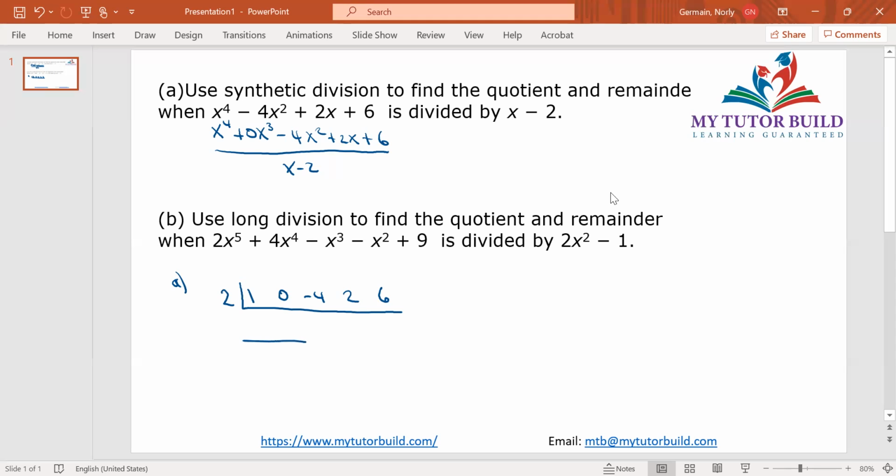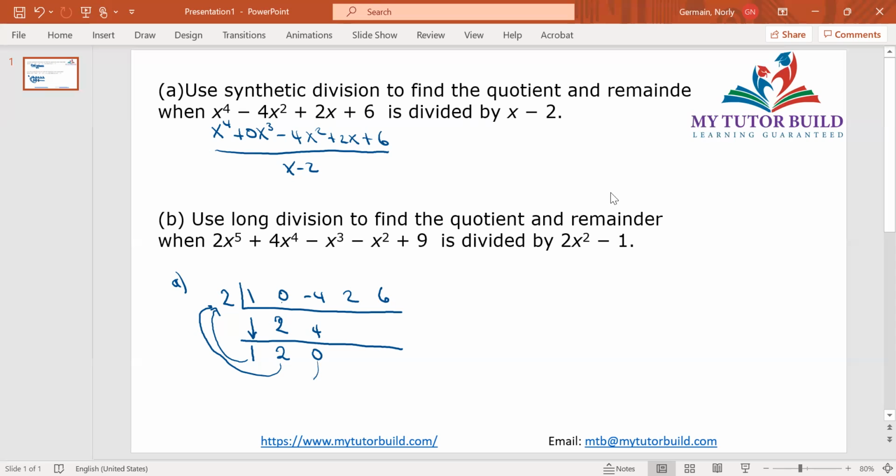First of all, we set a bar underneath. We bring the first digit down. Now, this digit, we're going to multiply with this one. 1 times 2 gives us 2, and we write this 2 right here. Now, we add 0 to this 2. 0 plus 2 gives us 2. Again, we multiply this 2 by this 2, and 2 times 2 gives us 4. Now, let's add negative 4 plus 4 gives us 0.